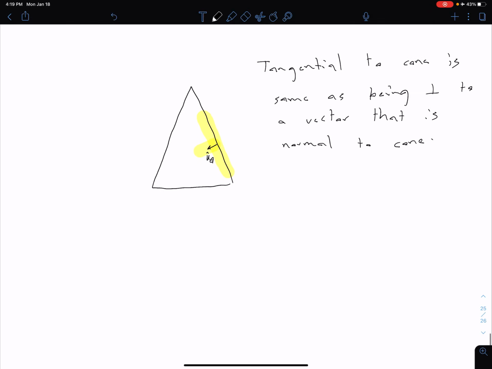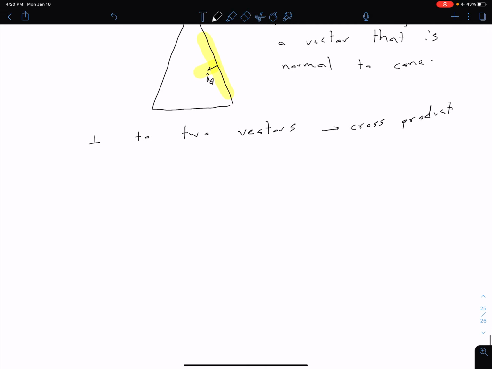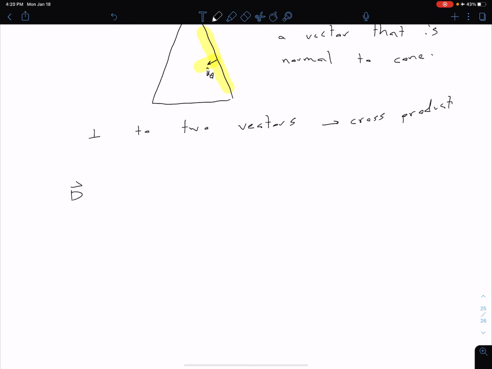We also want it to be perpendicular to our D at point P. So if we want something to be perpendicular to two vectors, we can think back to our previous unit, and we know that our cross product gives us just such a thing. If we have A cross B, we know that the result is going to be perpendicular to both of those. So let's look at D cross our unit vector in the theta direction. What that's going to be is the unit vector in our r direction, unit vector in theta, unit vector in phi for our first row.